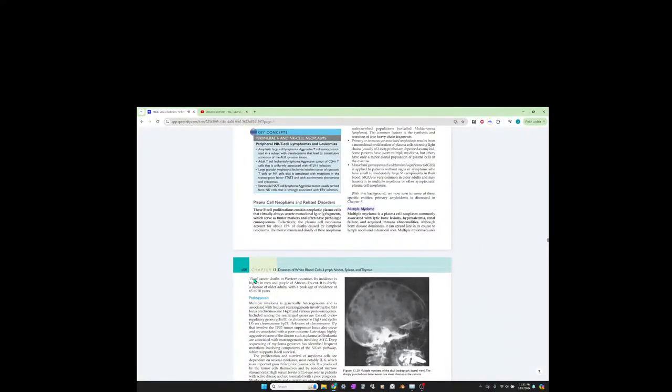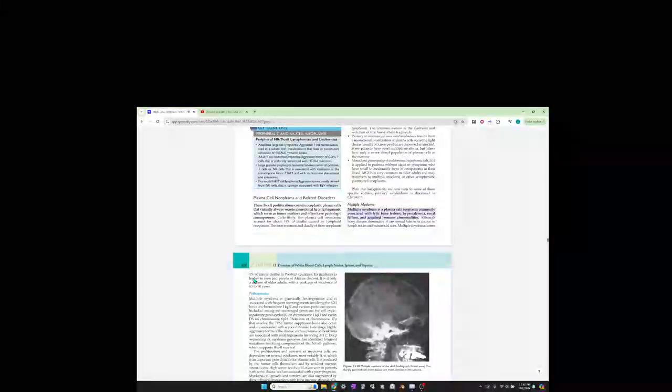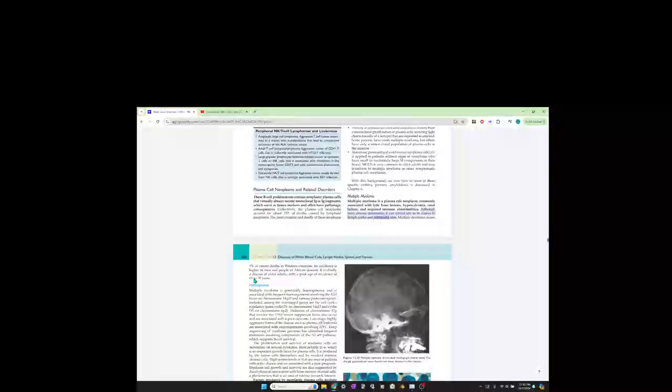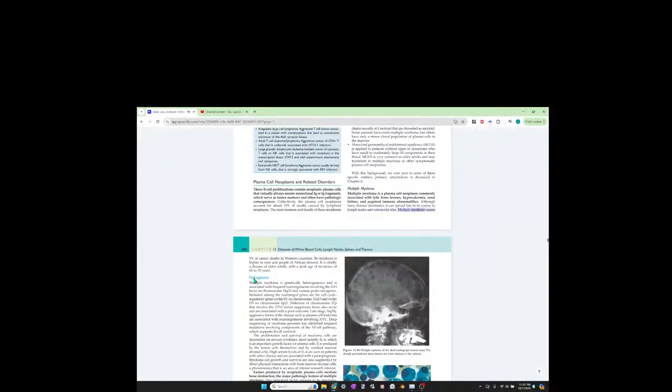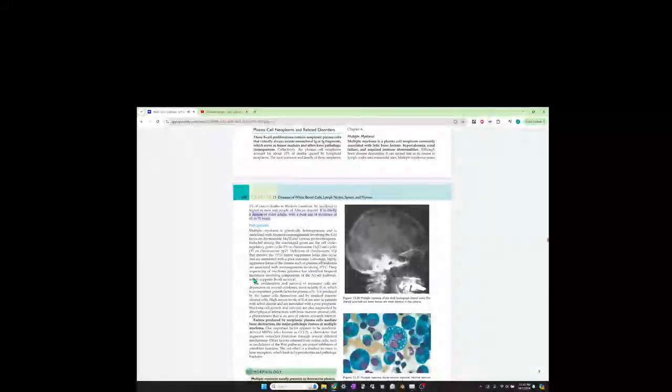Multiple myeloma. Multiple myeloma is a plasma cell neoplasm commonly associated with lytic bone lesions, hypercalcemia, renal failure, and acquired immune abnormalities. Although bony disease dominates, it can spread late in its course to lymph nodes and extranodal sites. Multiple myeloma causes 1% of cancer deaths in Western countries. Its incidence is higher in men and people of African descent. It is chiefly a disease of older adults, with a peak age of incidence of 65 to 70 years.